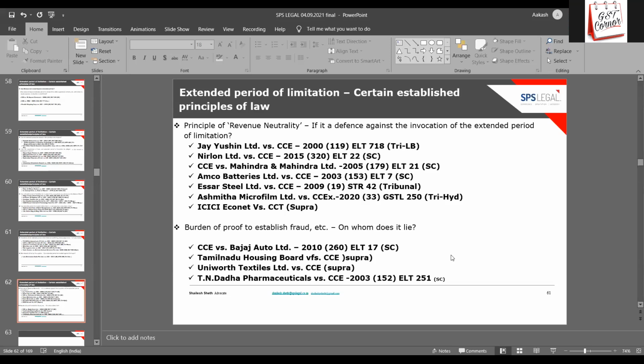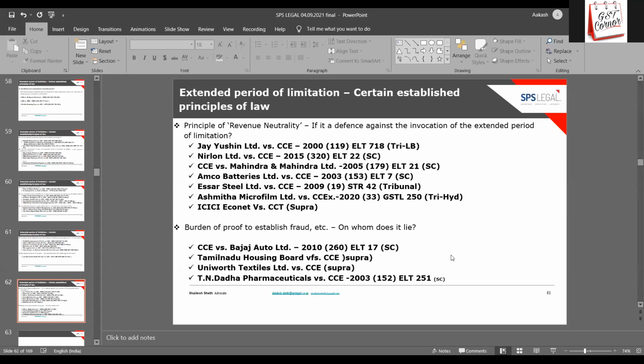However, in the context of ICICI-Econet, the recent judgment, this revenue neutrality principle was also contended on behalf of the appellant, and in the facts of this case, this argument was negatived by the tribunal. Please note that. In all cases of extended period of limitation, the initial burden always lies on the department to establish the fraud or willful misstatement or willful suppression of facts. And the initial burden lies always on the department. This is the settled principle of law.